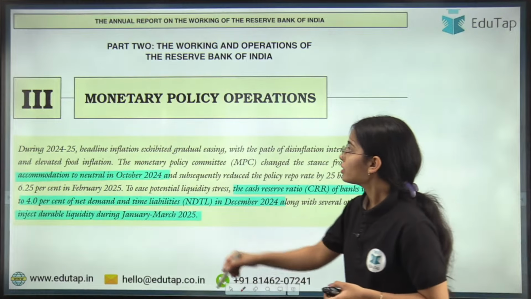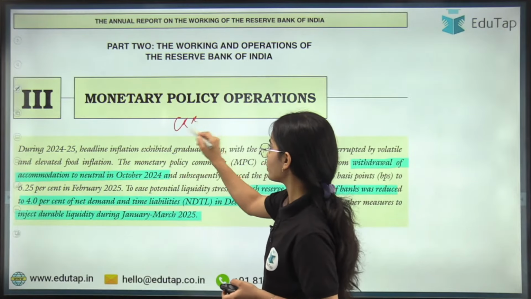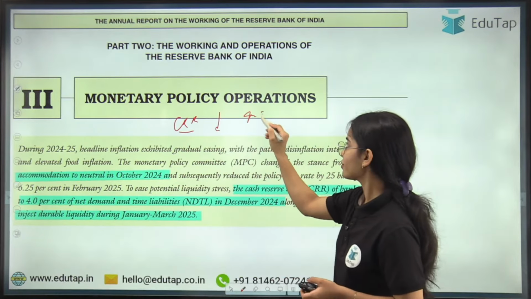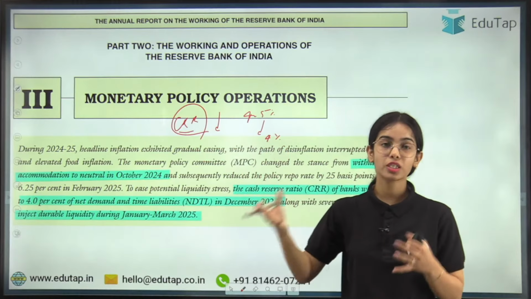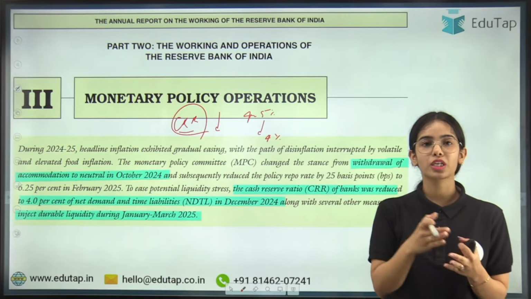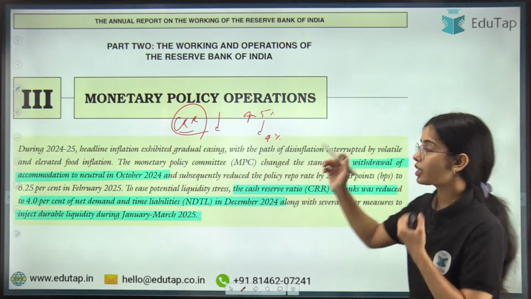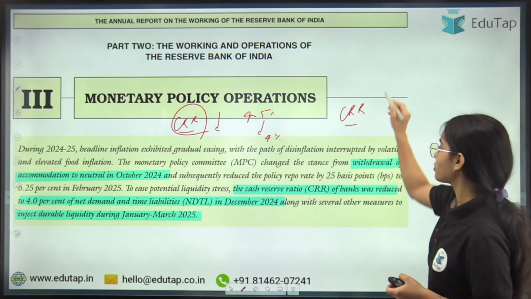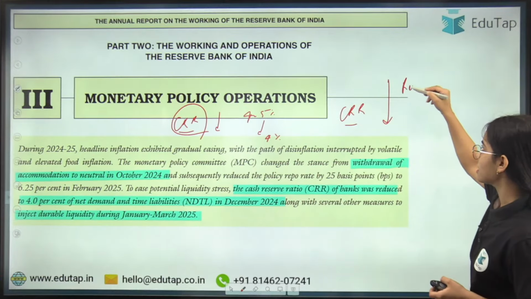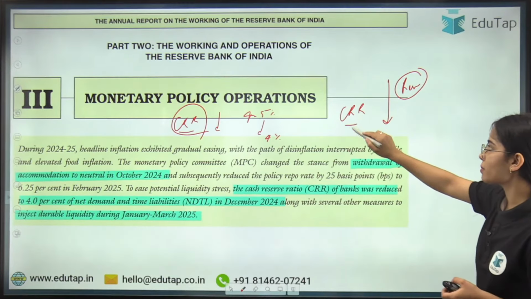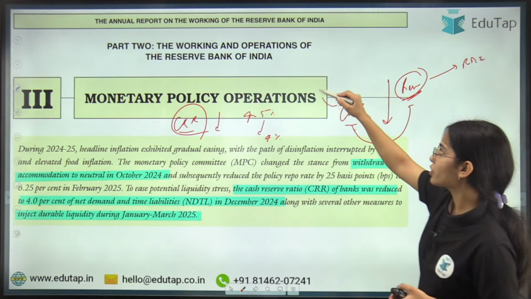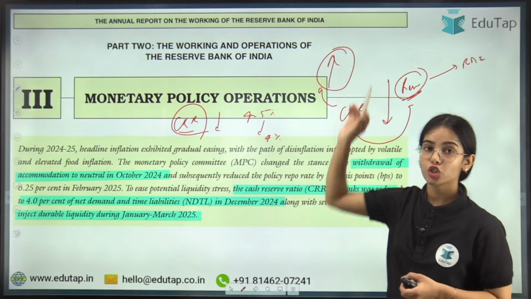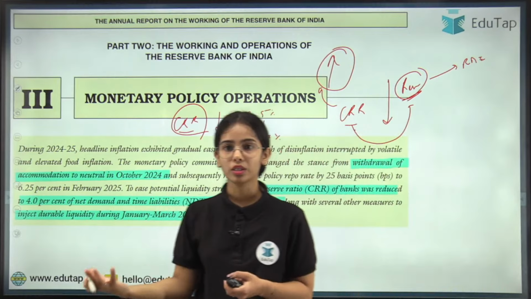Okay, so here the CRR was reduced from 4.5% to 4%. Now CRR is the cash reserve ratio, the reserves that the bank has to keep with the Reserve Bank of India. If the CRR is reduced, that means the banks have to keep less reserves with the Reserve Bank of India. That means the banks will be left with more money to lend. So this was to inject liquidity into the economy.